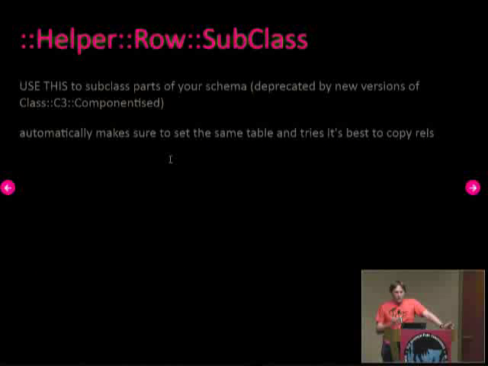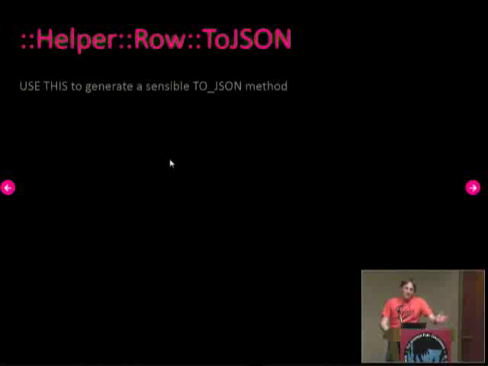Subclass. We use this at work. I'm mostly happy with it. It's a weird thing. Basically, it lets you subclass other results and include the relationships and other things that don't normally come with the subclass in DBIx::Class. You can use Class::C3::Componentised to do what this does now, but no one's done it yet that I know of.